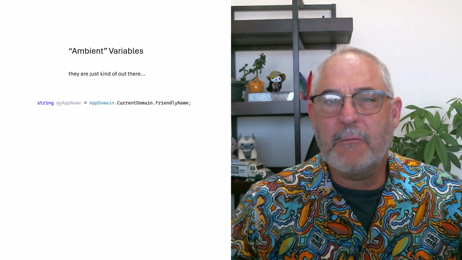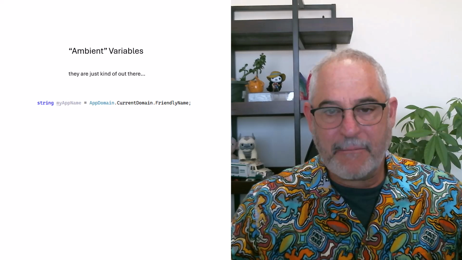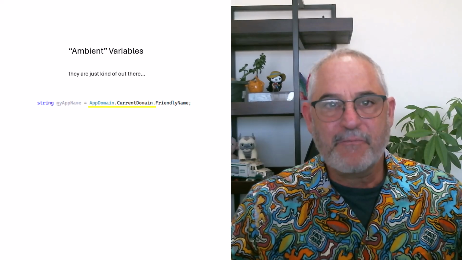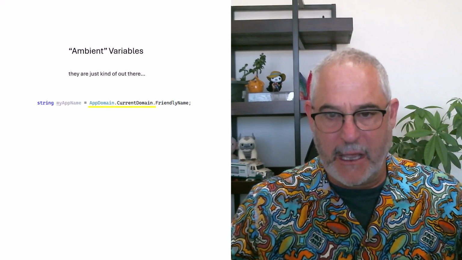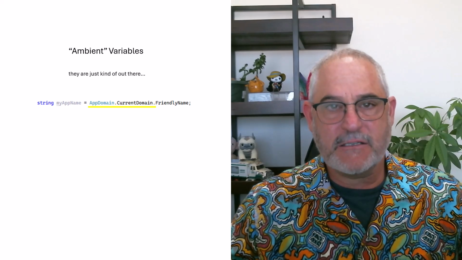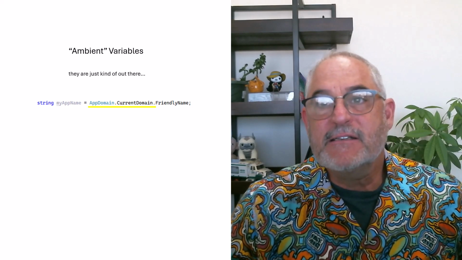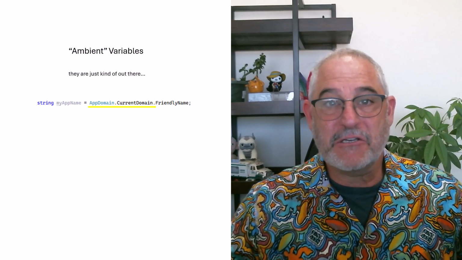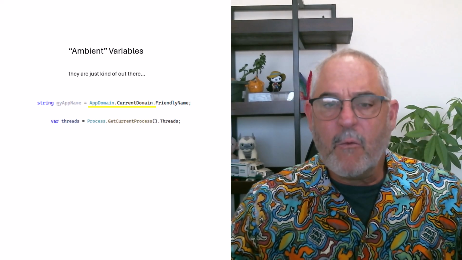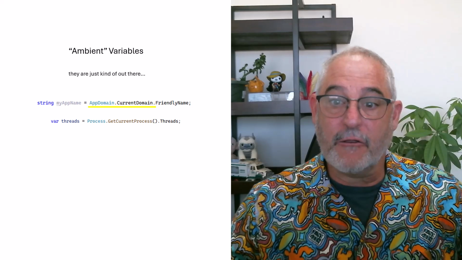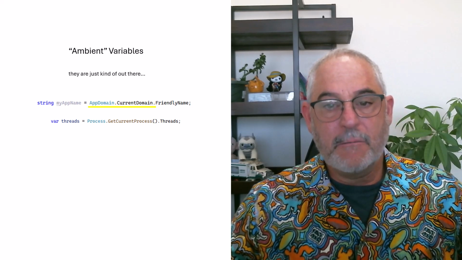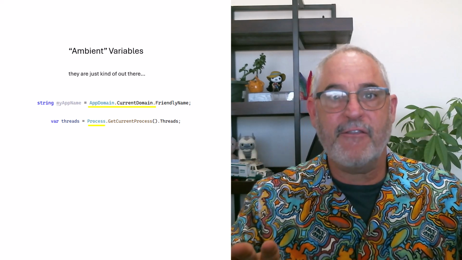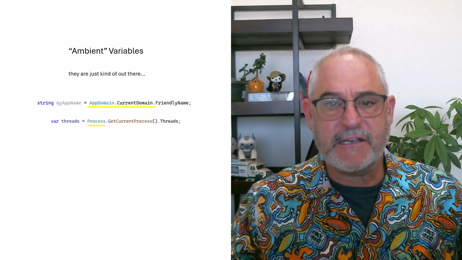So an example might be something like this. String myAppName equals AppDomain.CurrentDomain.FriendlyName. So the ambient variable in this case is AppDomain with its property CurrentDomain. So where does that come from, right? It's just kind of sitting out there for you to use if you want to. It's always there in every C# .NET project you've ever written. What about this? We used this when we did our little thread monitor. threads equals Process.GetCurrentProcess. So what about this process thing? It's just kind of there, and you can just reach out and use it.